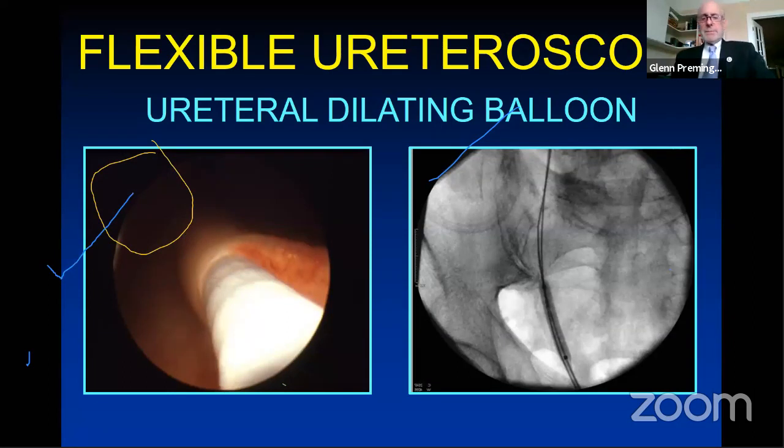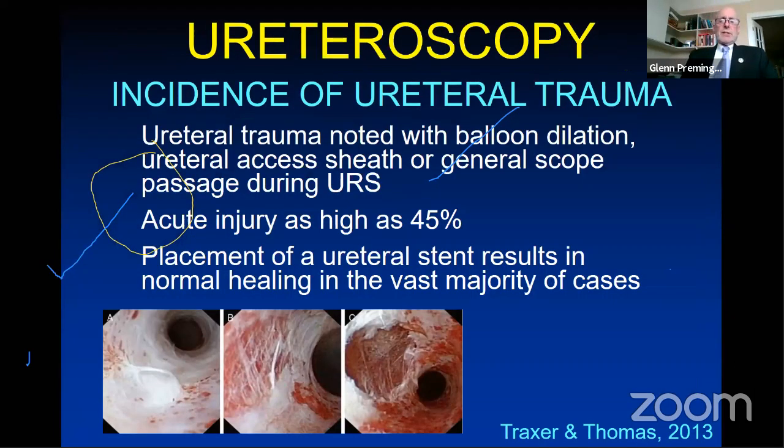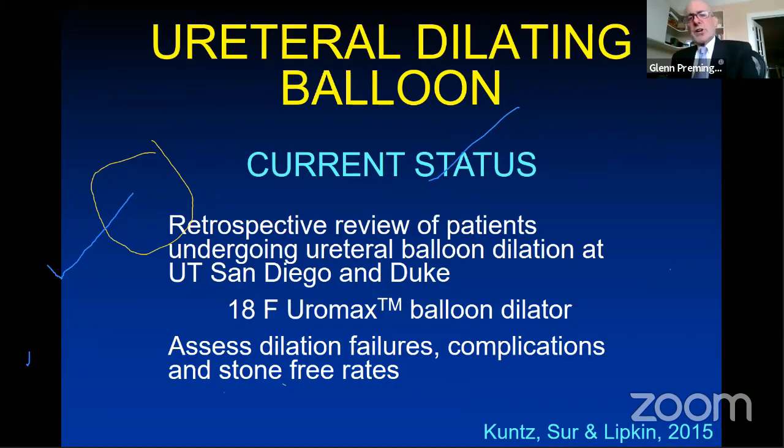However, some have commented that you can create significant ureteral trauma with balloon dilation, with ureteral access sheath passage. And initial studies suggested that injury was as high as 45%, but I would offer that placement of a ureteral stent will result in normal healing of the ureter in the vast majority of cases. So what is the current status of balloon dilation of the ureter?